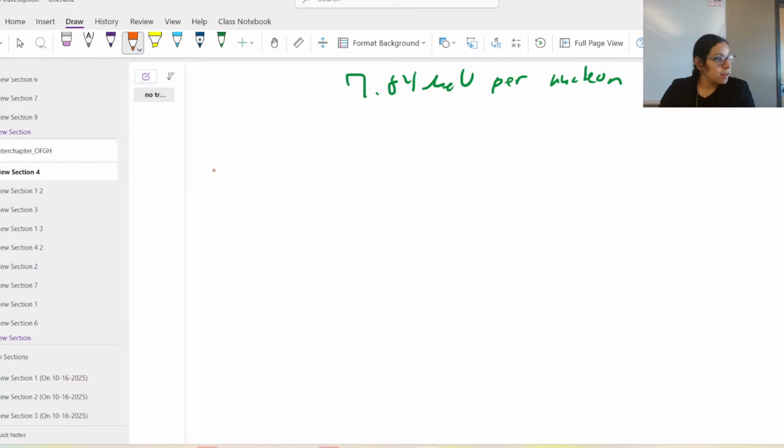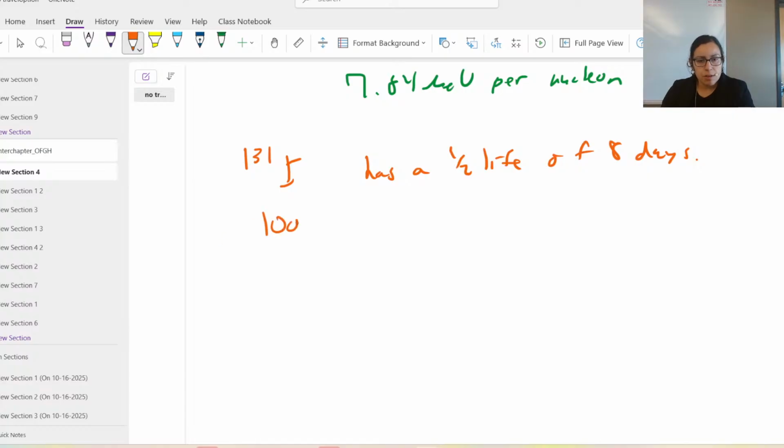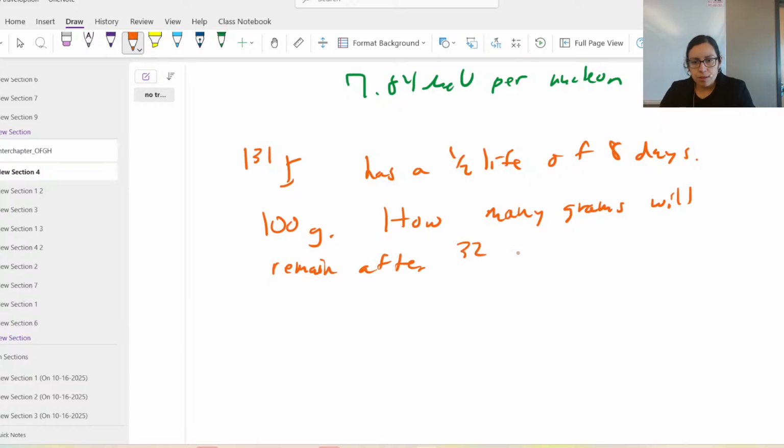So let's try it. I think I have iodine 131 has a half-life of 8 days. And so if I have, let's say, 100 grams, how many grams will remain after 32 days?